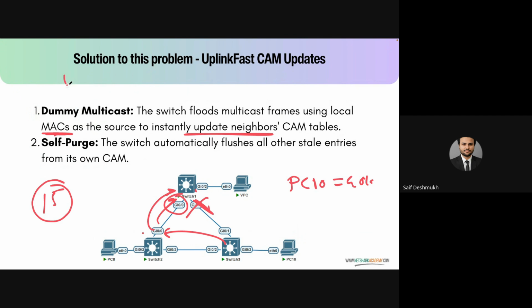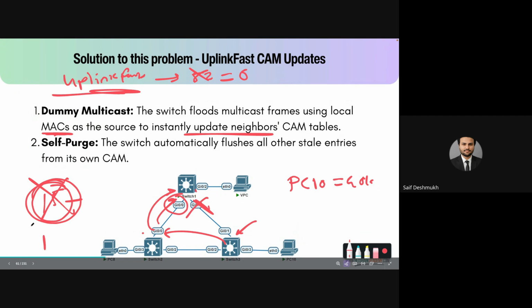So what does uplink fast do, guys? It skips from 52 to 0 seconds. When you have uplink fast enabled on this interface, only then is the remaining 50 seconds also removed. This is not a default behavior. This is done only for uplink fast. So the complete timer is removed, including that aging timer of 15 seconds.